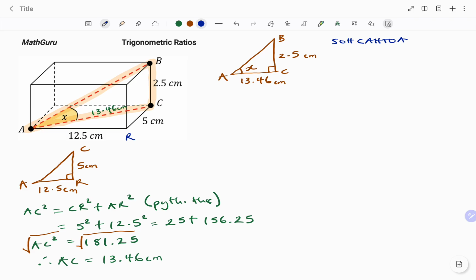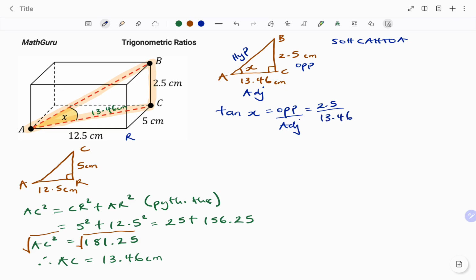So labeling the sides of my right angle triangle, the side facing my angle, that's my opposite. The longest side, or the side facing my right angle, is my hypotenuse, and the third side is my adjacent. So therefore, if you look at what I have, to find the angle X, I have the values opposite and adjacent given, and the trig function that uses opposite and adjacent is my tangent, that's my TOA. So therefore, tan of angle X, or angle BAC, equals my opposite over my adjacent, which is equal to 2.5 divided by 13.46.